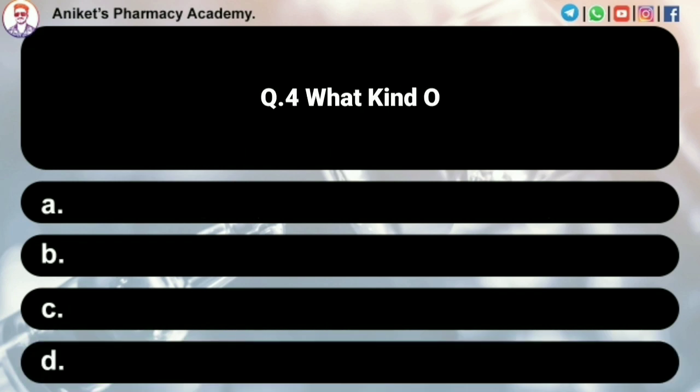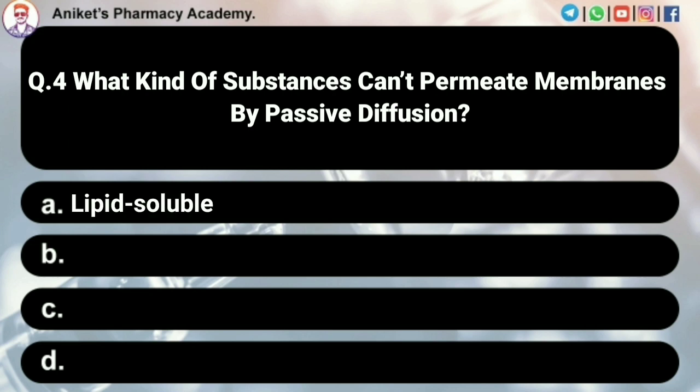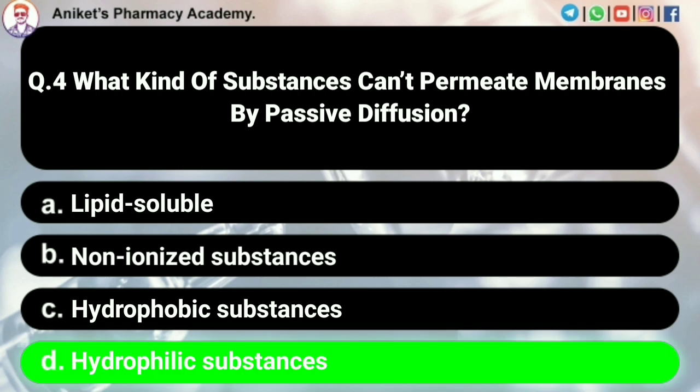Question number 4. What kind of substances can't permeate membranes by passive diffusion? A. Lipid-soluble. B. Non-ionized substances. C. Hydrophobic substances. D. Hydrophilic substances. Answer is D. Hydrophilic substances.